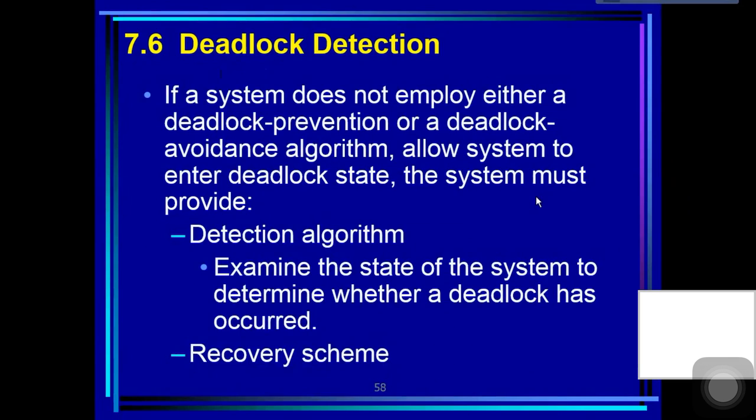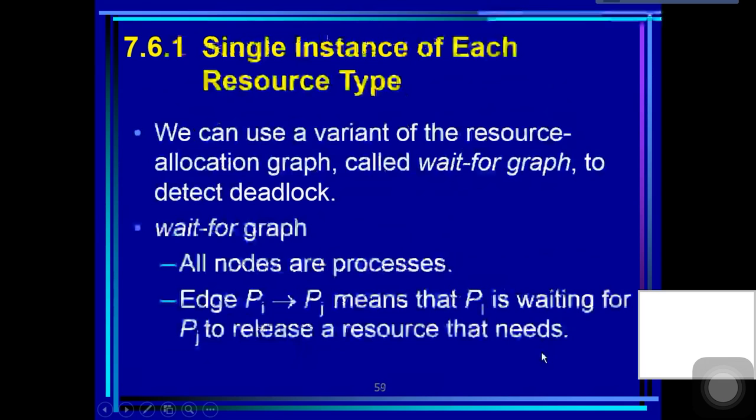Section 7.6, Deadlock Detection. If a system does not employ either a deadlock prevention or a deadlock avoidance algorithm, then a deadlock situation may occur. In this situation, the system may provide an algorithm that examines the state of the system to determine whether a deadlock has occurred. Second, an algorithm to recover from the deadlock.